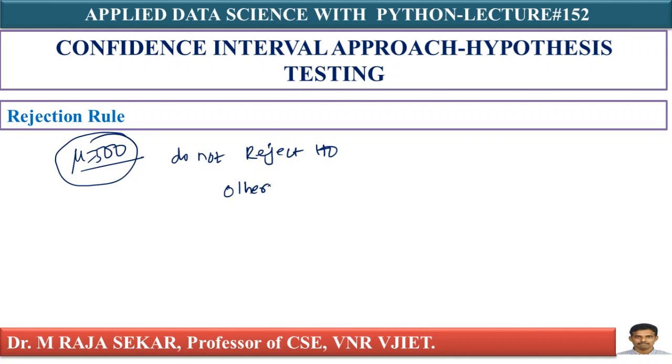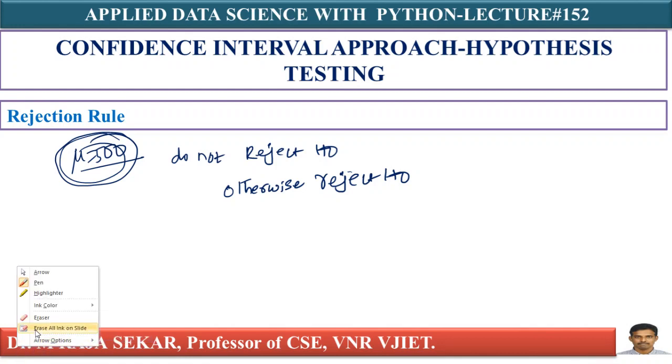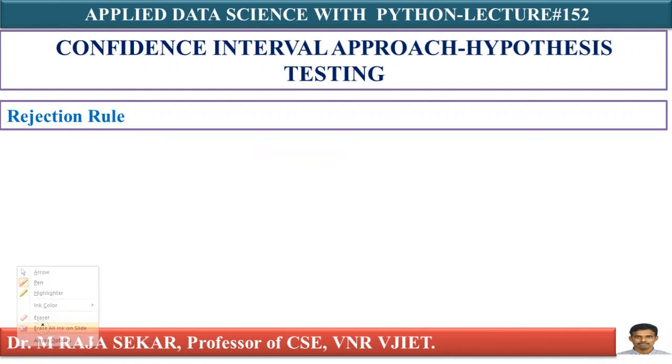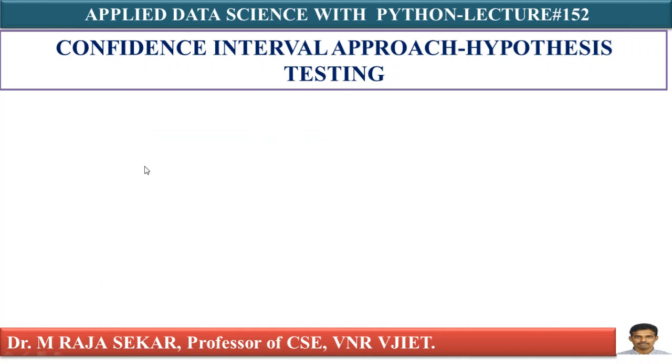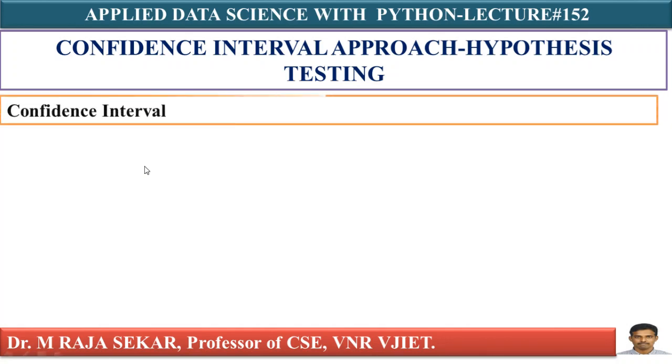Otherwise, what does it mean? Otherwise means if it's not inside that interval, I must reject H0. Simple. Construct the confidence interval. Just check whether this mu value is inside the interval or outside the interval. If it is inside, do not reject. If it is outside, reject it. Nothing more than that.